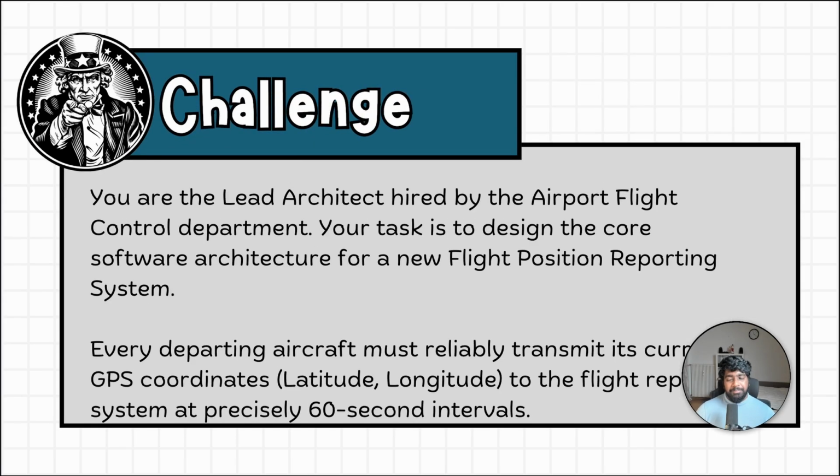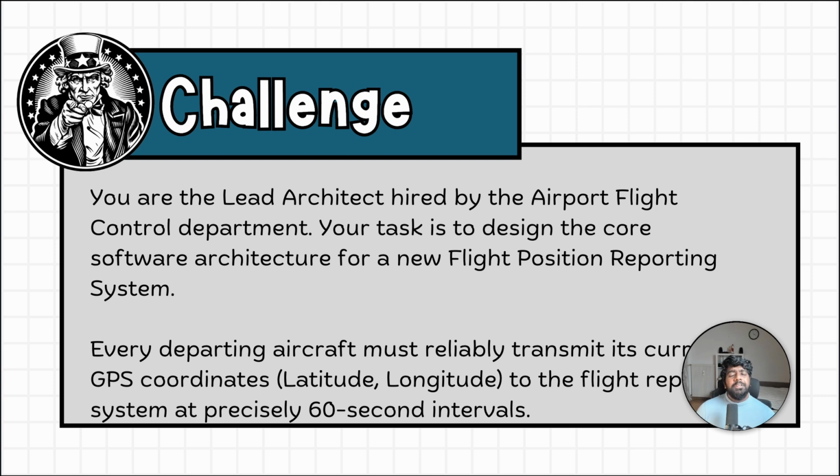So here I have a challenge for you. Can you stay focused with me and try to find the solution for this given practical problem? Imagine you are a lead architect that has been hired by the airport flight control department. Your first task is to design a core software architecture or software system for a new flight position recording system. In this system, you have to track all the departing aircrafts from the airport and should transmit the current GPS location back to the airport. That means into your new software that you are going to develop. Can you take a moment and think about how the solution will look like?